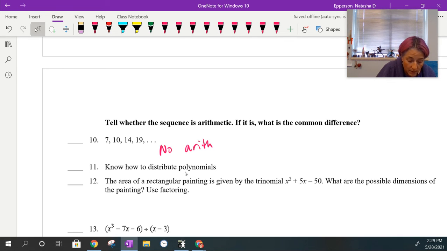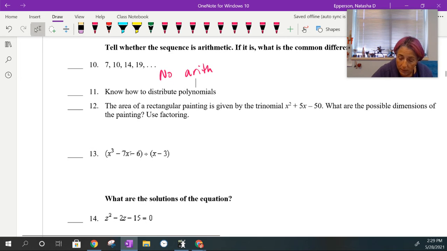Okay. Describe how to know how to distribute polynomials. So that means factoring, FOILing, binomial, monomial, all of those. Number 12. How long is my meeting? That's 7 minutes. Okay, so we're good.